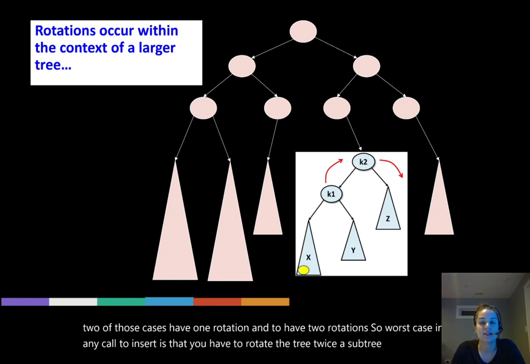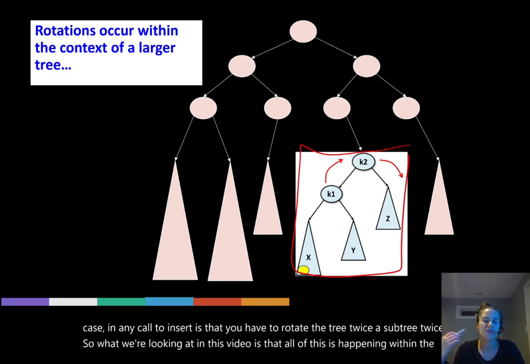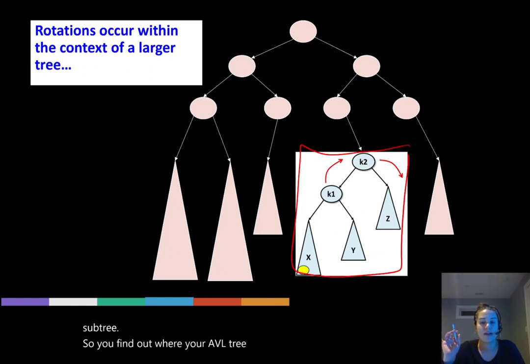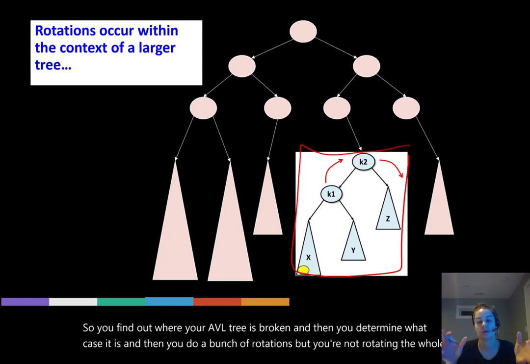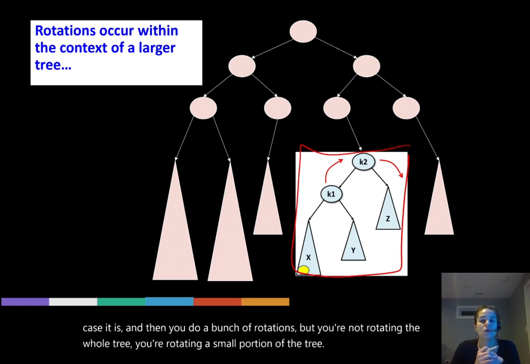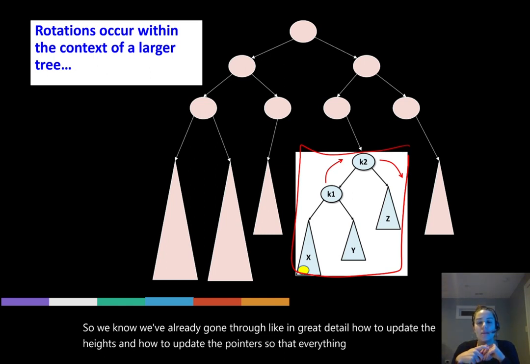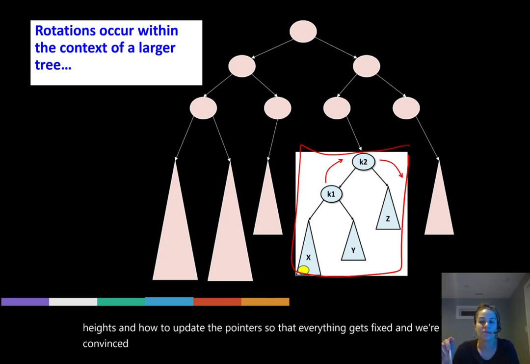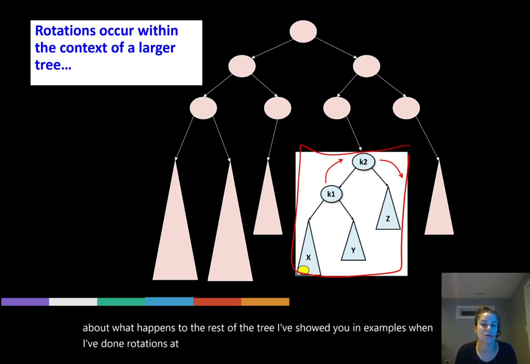So what we're looking at in this video is that all of this is happening within the subtree. So you find out where your AVL tree is broken, and then you determine what case it is, and then you do a bunch of rotations. But you're not rotating the whole tree, you're rotating a small portion of the tree. So we've already gone through in great detail how to update the heights and how to update the pointers so that everything gets fixed, and we're convinced that those are all updated properly. But this is now having us think about, well, what happens to the rest of the tree? I've showed you in examples when I've done rotations that the rest of the tree is unaffected, but can we say that generally?